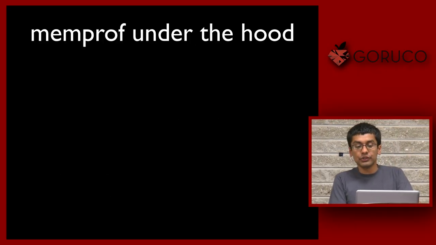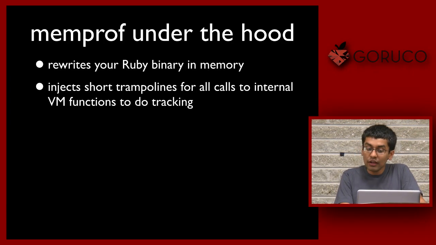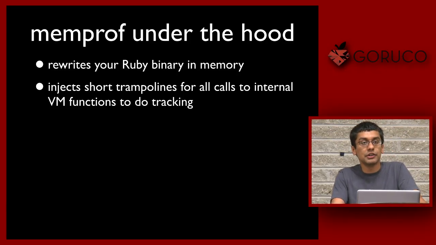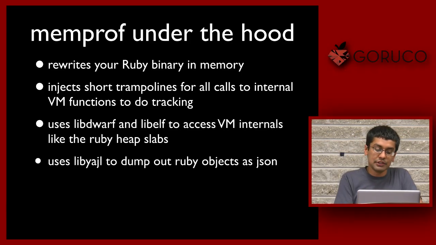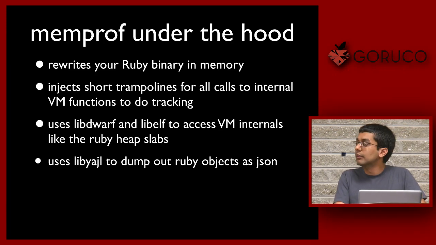The way that this works under the hood, it actually does some crazy binary rewriting. As your VM is running, it'll go and find specific call sites to internal functions inside the VM and rewrite them to call memprof functions instead. This basically lets memprof know anytime you're allocating an object, freeing an object, or doing other stuff related to garbage collection. It uses a bunch of C libraries to access debugging symbols inside the Ruby binary, and uses yajl, which is an awesome JSON library written in C.